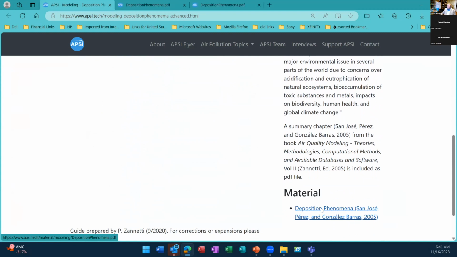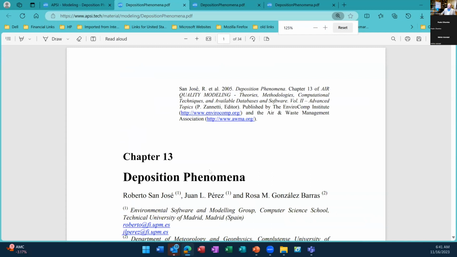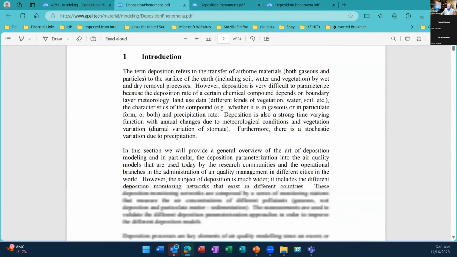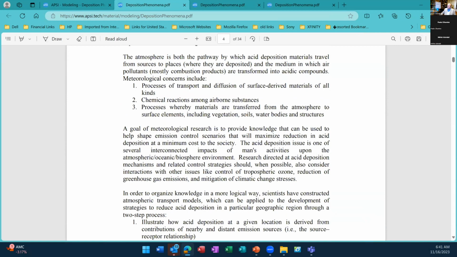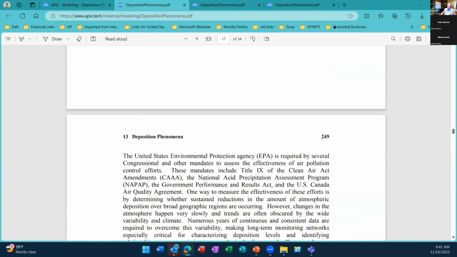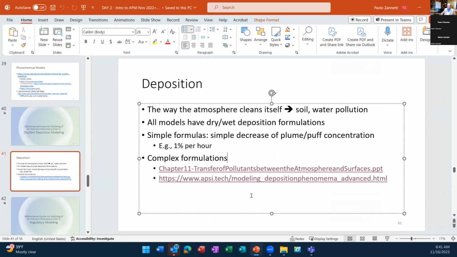There is this full chapter on deposition, chapter 13 of one of my books, describing all the deposition formulas that you can use in your models. So a lot of material if you have particular interest in these formulations. But the concept is very simple. You have emission of pollutants, and a fraction of these pollutants eventually will go to the ground. And to calculate the concentrations, you need to know which fraction has disappeared.